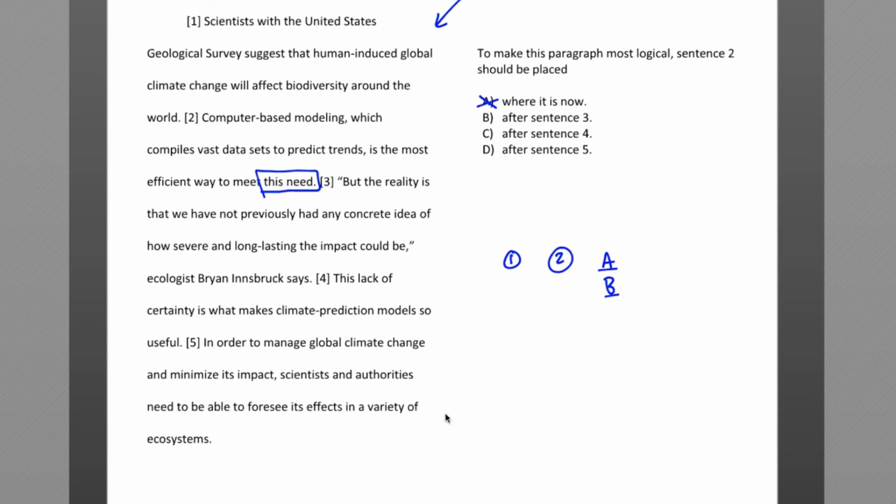Where should it go instead? Well, if you look down, sentence 5 mentions a need. In order to manage global climate change and minimize its impact, scientists and authorities need to be able to foresee its effects in a variety of ecosystems. Could that line up with the need that's mentioned in sentence 2? I think it could. What we're saying is modeling is the most efficient way to meet the need of predicting trends, which is exactly the need mentioned in sentence 5. As a result, it's clear that sentence 2 needs to go after sentence 5, and that's why D is our answer.